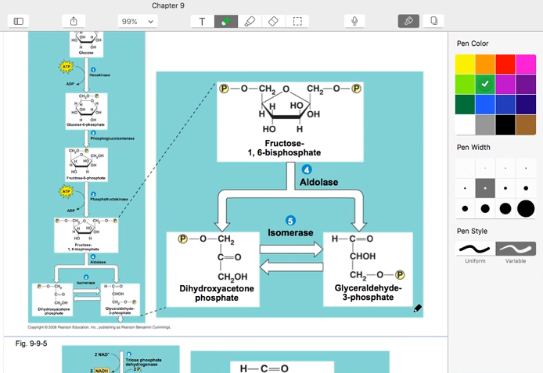Then they're going to switch their structure, so isomerization might occur. Isomerase means same formula, different structure. Why a different structure? Because the phosphate bonding is in a different position. They have the same molecular formula, but a different structure. One phosphate group is attached here, another phosphate group is attached here. So that's why we say isomerase there. But both of them have different kinds of function here.